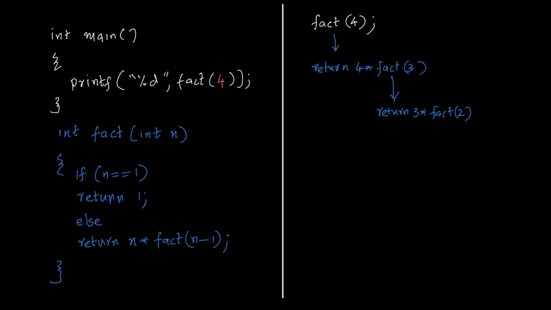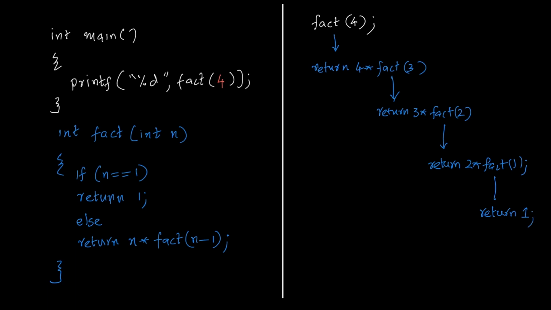Again this check is made, and this returns 2 into fact1. So fact2 returns 2 into fact1. Again when fact1 is called, 1 will be copied to n. So if n equal to 1, n is now equal to 1, so 1 equal to 1 is true, so this returns 1. So fact1 is going to return 1.